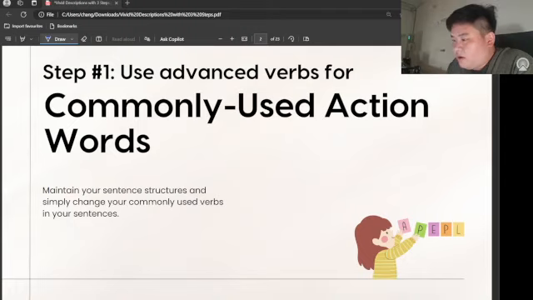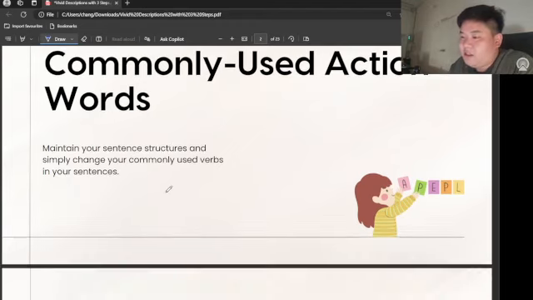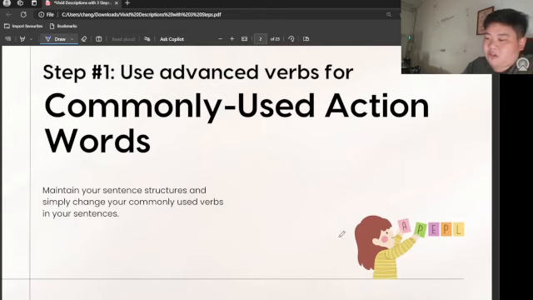So what this means is that you can maintain your sentence structures. Just keep doing whatever you're doing first, because to improve, first we've got to ensure that our base is strong. And just simply change your most commonly used verbs in your sentences.